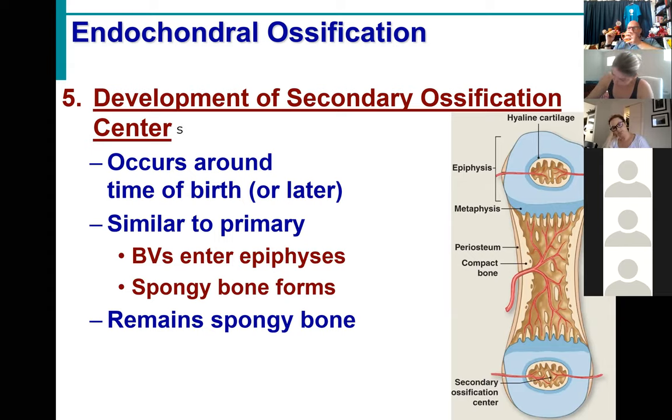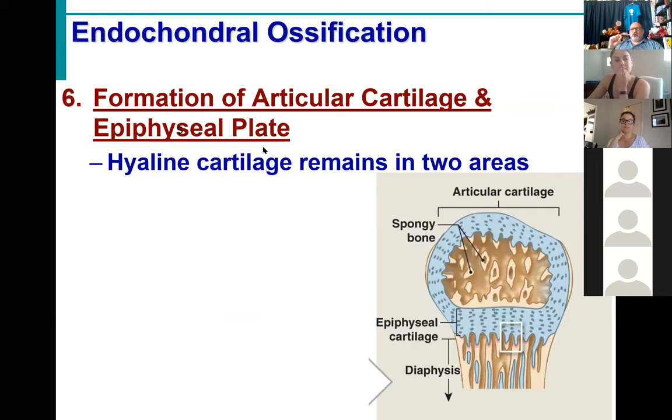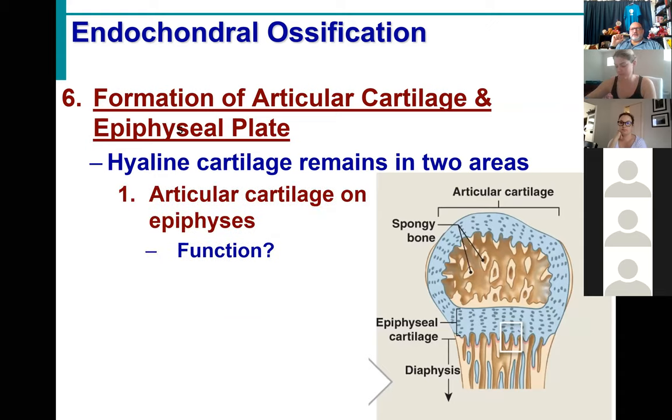Someone want to remind me? The surrounding cartilage. Right. Perfect. Absolutely. Here, we are not going to convert all the cartilage into bone. Some of the cartilage is going to remain. In fact, we keep it in two areas. We keep hyaline cartilage on the outer surface of the bone. That hyaline cartilage becomes our articular cartilage.